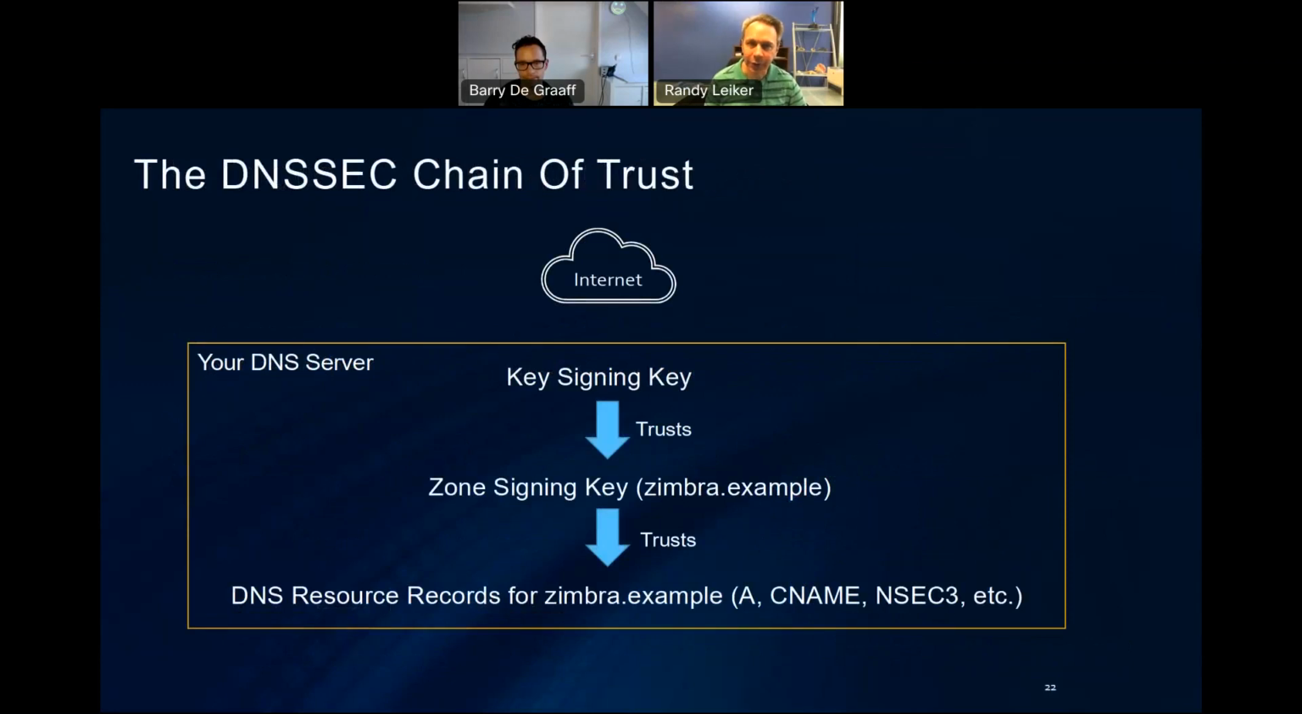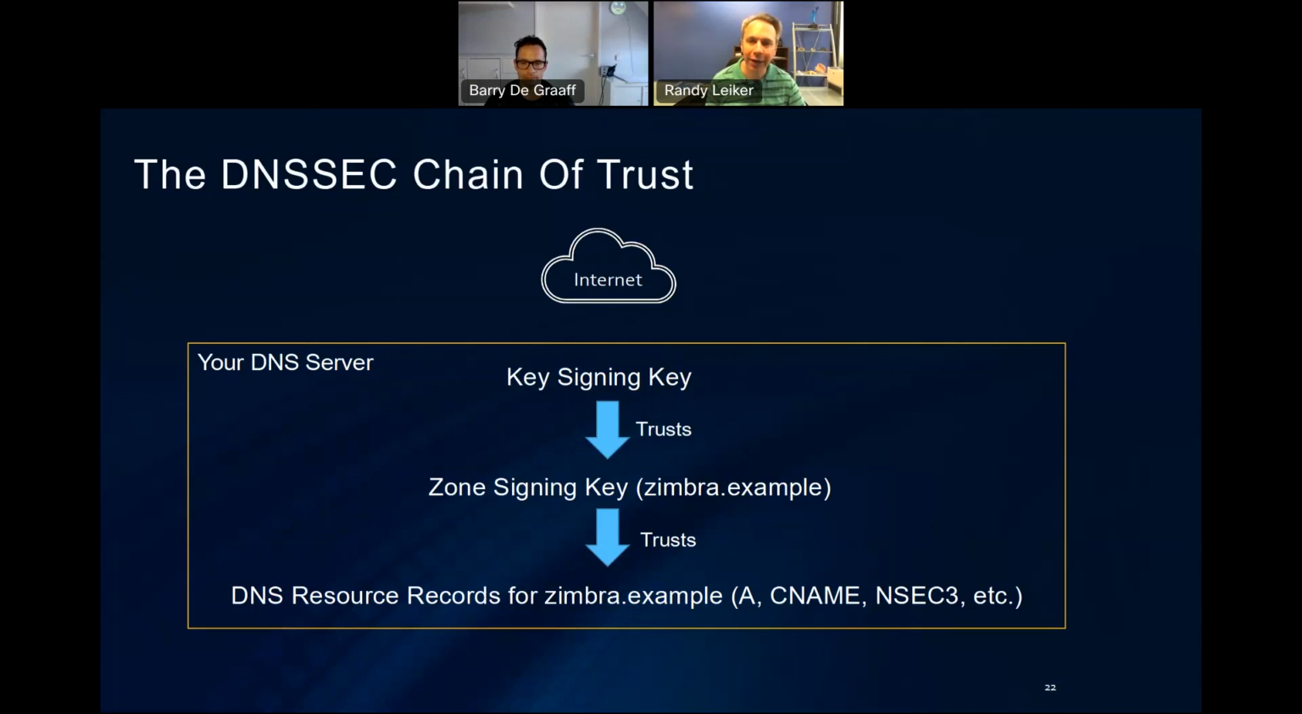So at this stage, we have successfully created a chain of trust within our DNS server, starting with the key signing key that trusts the zone signing key for each domain name, such as Zimbra.example. Then each zone signing key trusts the individual DNS resource records within its respective zone. These trust relationships are expressed as signatures stored in our RRSIG records, as discussed in the prior slides. But in its current form, these trust relationships only exist in an isolated silo within your DNS server.